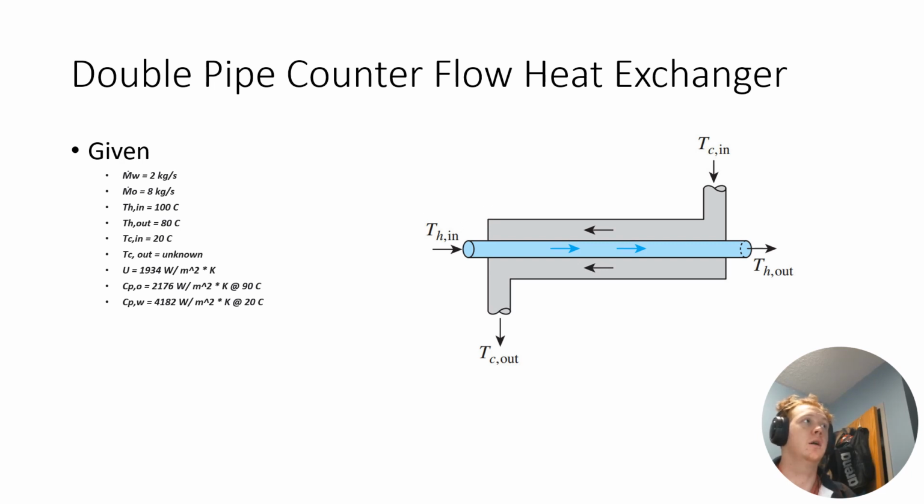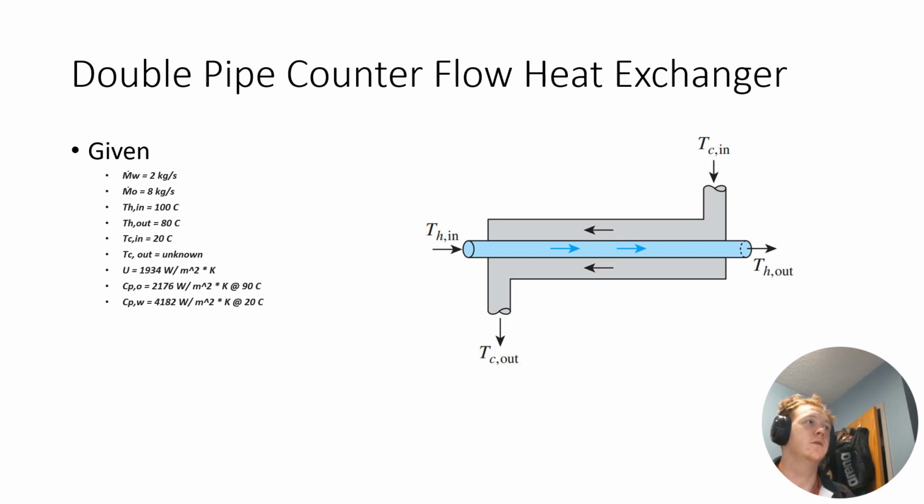So, to start, I chose a double pipe counterflow heat exchanger. I also inserted a photo that we use in class. This kind of shows the type of heat exchanger that I'm using here. I also listed all of the givens. The U value is based on my birthday, which is December 9th, 2000.